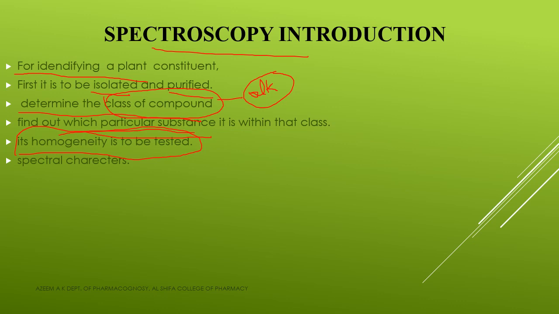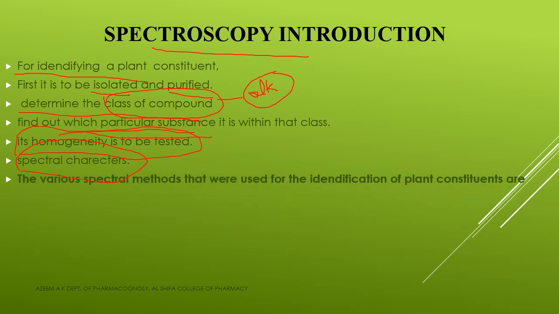Clear? So it is here only we are using the spectral techniques, and with the help of various spectral techniques, a lot of information regarding the chemical components present in the plant can be identified or noted. A lot of information can be revealed from the plant constituent, and that can be achieved with the help of different spectral techniques. Clear? Now you have to know about the different spectral methods that are used in the identification of plant constituents. So a lot of spectral techniques are there.